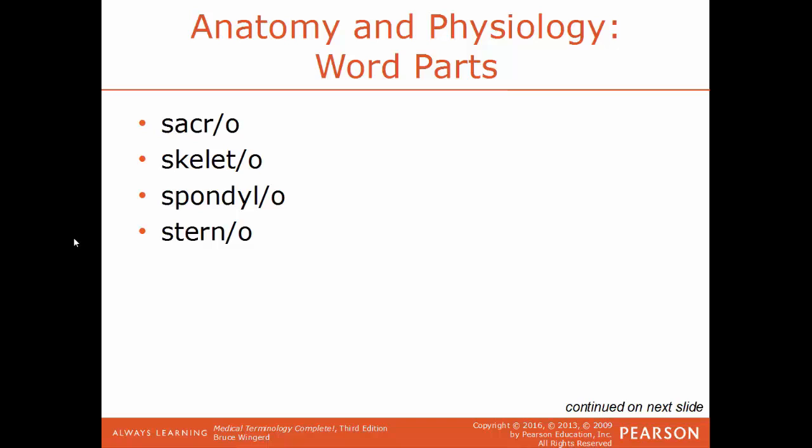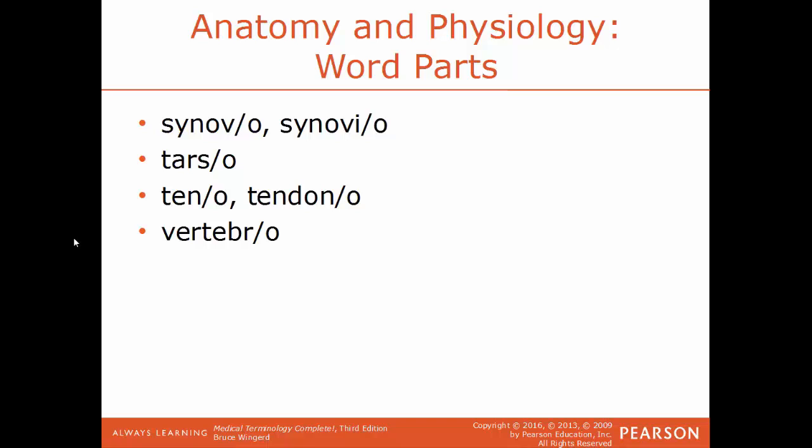The next one, sacro, is a reference to the sacrum, where you'll find your tailbone. Skeleto is a reference to the skeleton in general. Spondyle is a reference to the vertebrae in the backbone. And stern or sterno is a reference to the sternum, or your breastbone.